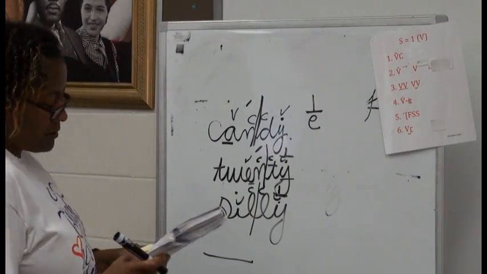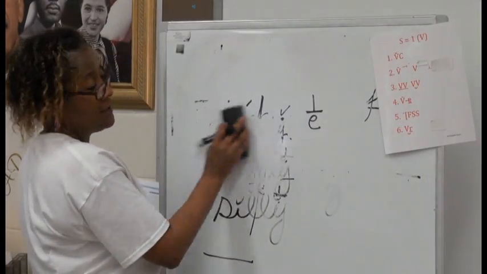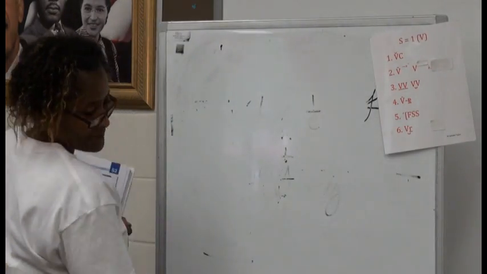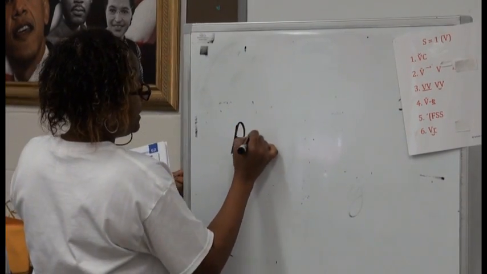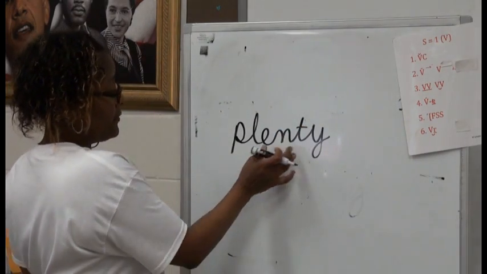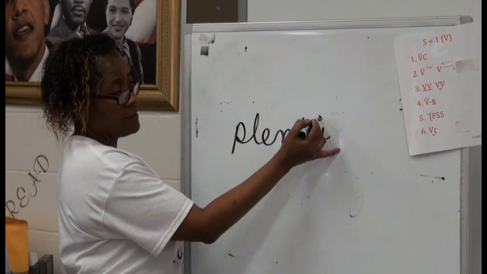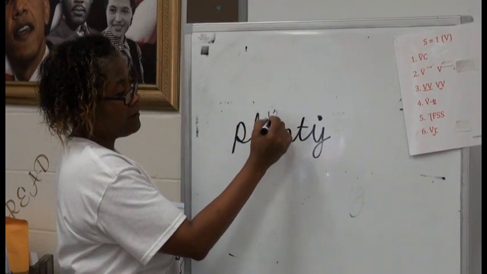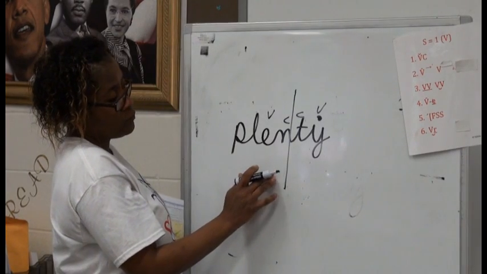So, let's do our code. P-L-E-N-T-Y. Okay, we see we have more than one vowel to be voiced, because a Y at the end is going to be a vowel. So we have two vowels. We got vowel, consonant, consonant, vowel. So we're going to divide it between the consonants.